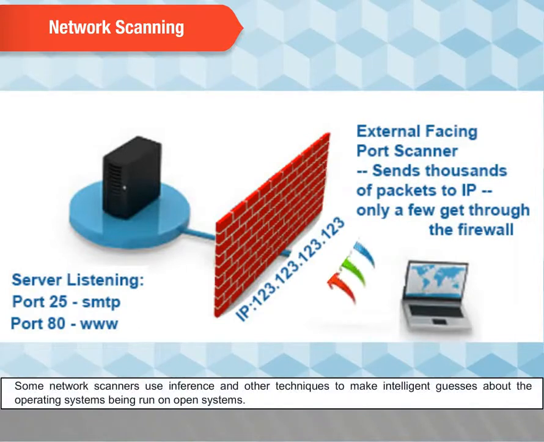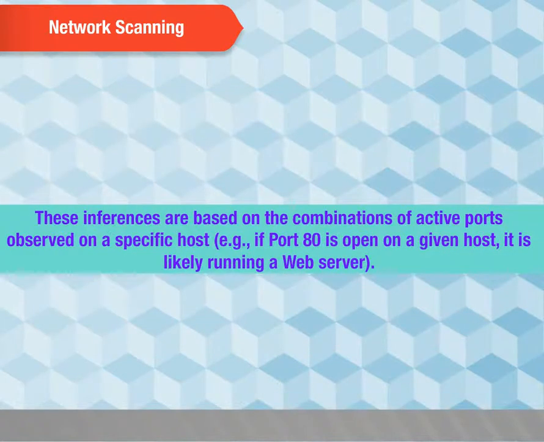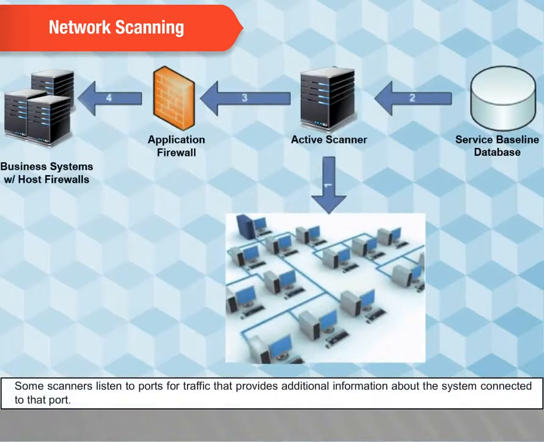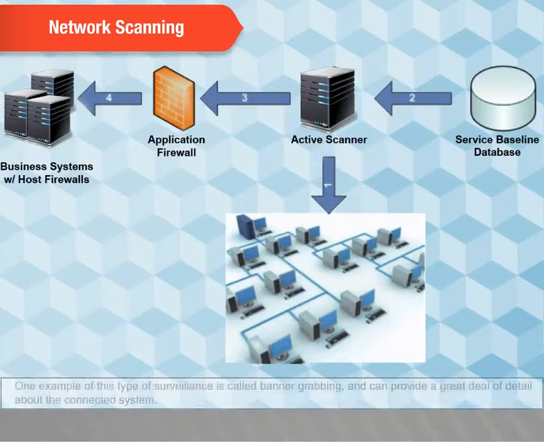Some network scanners use inference and other techniques to make intelligent guesses about the operating systems being run on open systems. These inferences are based on the combinations of active ports observed on a specific host. For example, if port 80 is open on a given host, it is likely running a web server. Some scanners listen to ports for traffic that provides additional information about the system connected to that port.